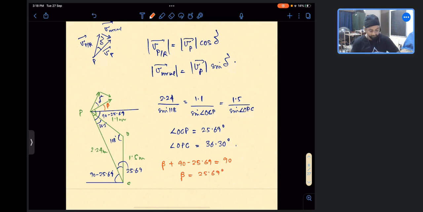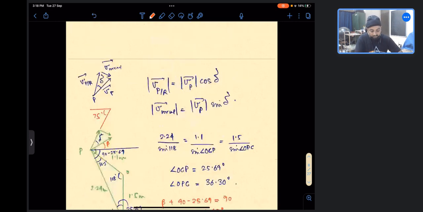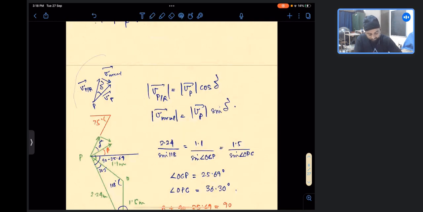And we know that the line that is along the slot, from the question, is at an inclination of 75 degrees. This is 75 degrees given in the question itself. So we can see that our delta plus beta is 75 degrees. So delta we can calculate as 75 minus 25.69, which comes to 49.31 degrees. So the rest is straightforward.